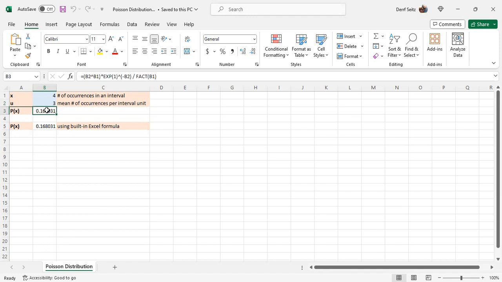Then it uses this formula, which is mu to the x times e to the minus mu over x factorial. And alternatively, there's a built-in function in Excel that will give you the result as well. So 2 inputs, and refer to the textbook for the meaning of those, and it calculates the probability 2 different ways.